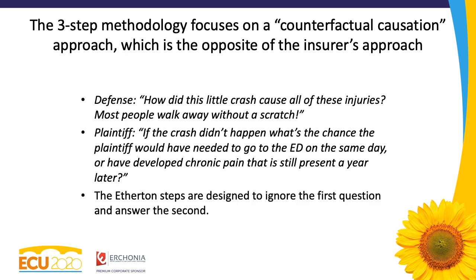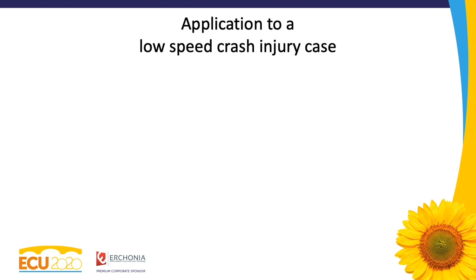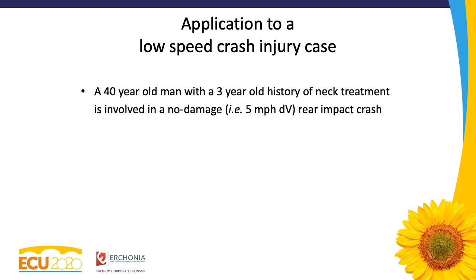So Etherton allows you to basically just ignore the question of, well, if most people don't get hurt, how did this person get hurt? And instead say, what else caused it? What was the chance we were going to have this if it wasn't the crash? So I'll give you an example of how this would be applied to a low-speed crash injury case. Let me give you a kind of standard example.